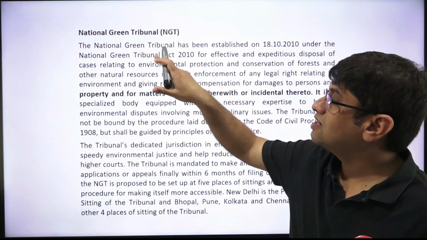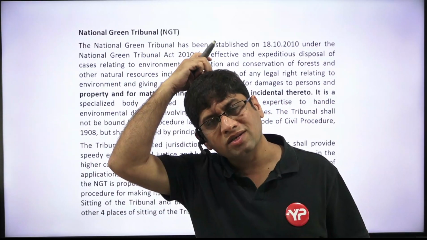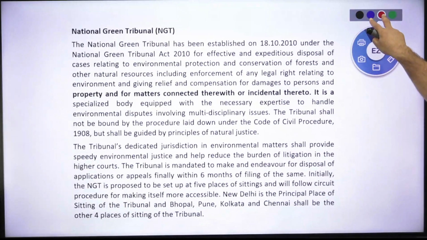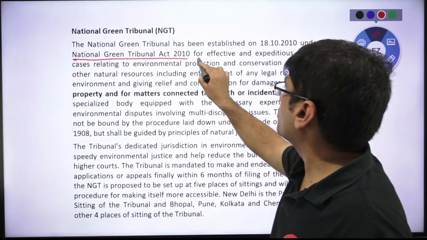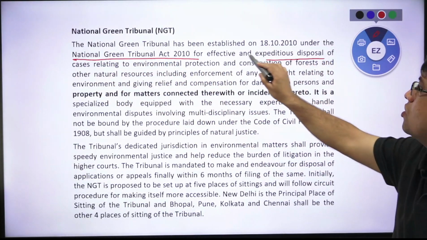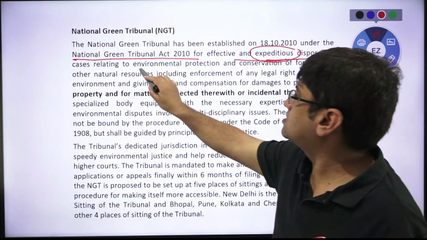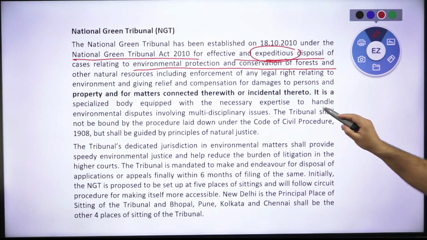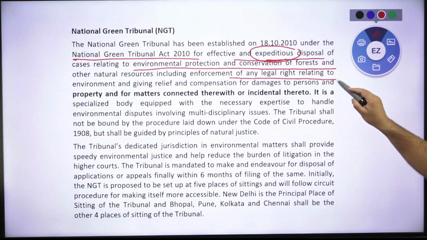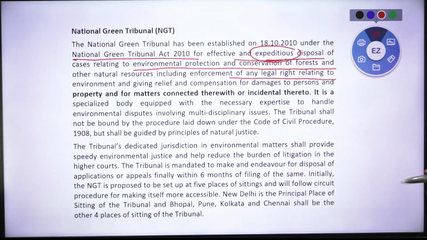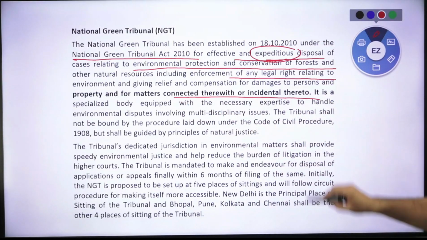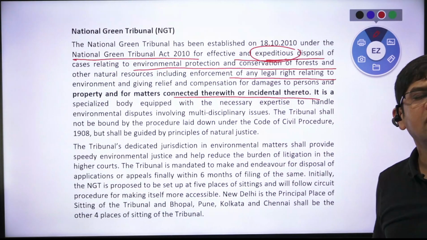Similarly, there is a National Green Tribunal. This is a quasi-judicial body, and it is created to basically take care of matters. When it was formed, when it came into existence, that year is very important. It is for expeditious, effective and fast disposal of cases related to environment protection and conservation of the forest and other natural resources, including enforcement of legal rights related to these particular things. So for any damage compensation, if it is to be given for damage to a person and property for matters connected to these particular things, all these cases are handled by the National Green Tribunal.